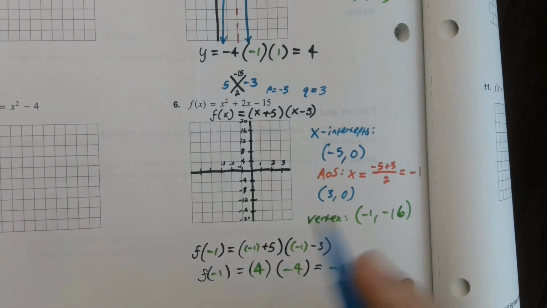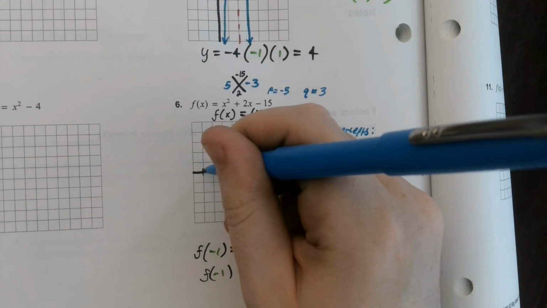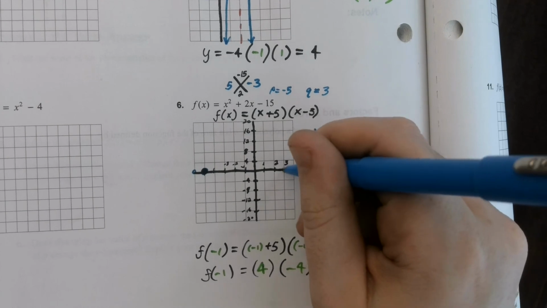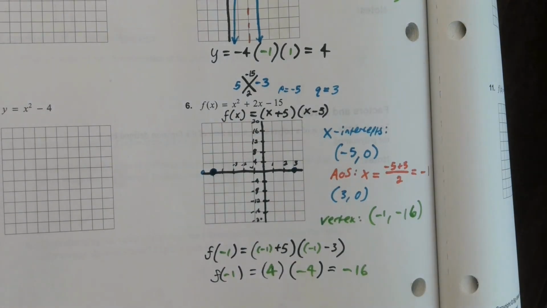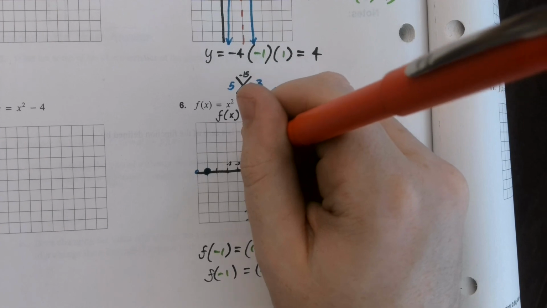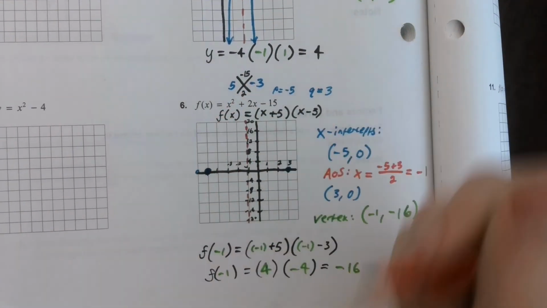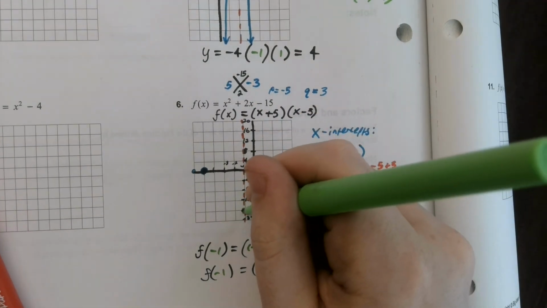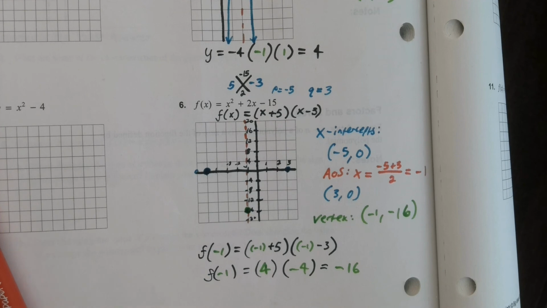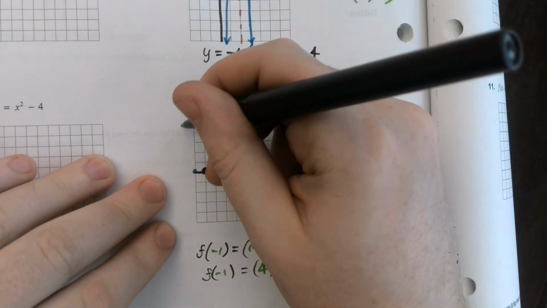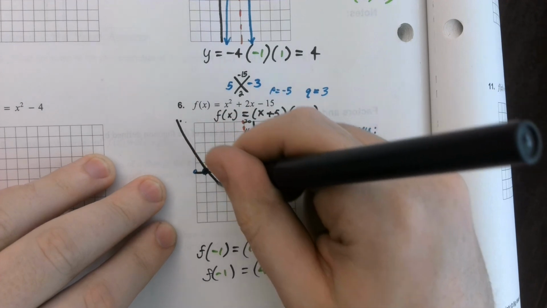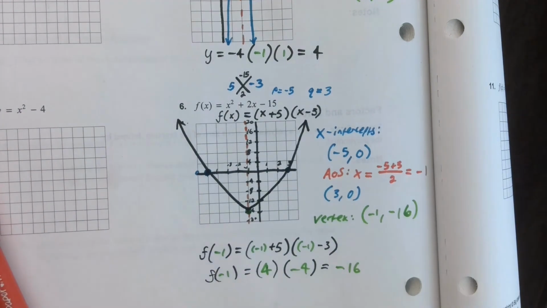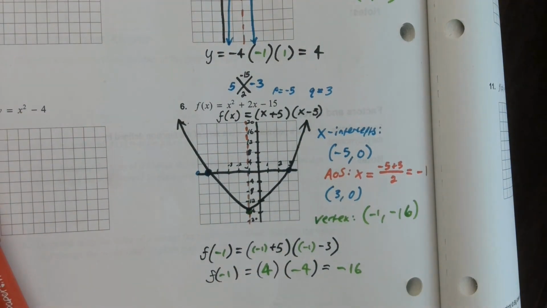So all we need to do now is plot our intercepts and our vertex. Our x-intercepts were -5, which is all the way right here, and 3, which is all the way over here. Our axis of symmetry, right down the middle, is -1, so it should be right here. And our vertex was at -1, right there, down to -16. So our graph looks something like this. Granted, it's very squished because of our scaling. Our scaling changes the shape, but it's still going to be our parabola.